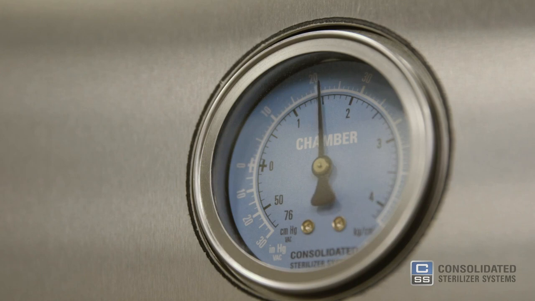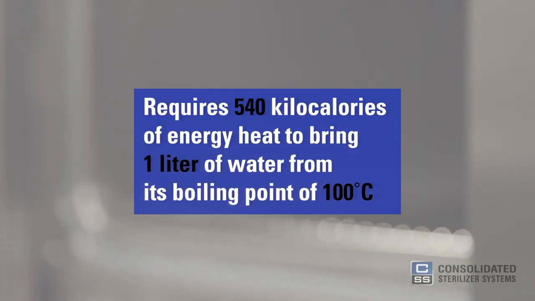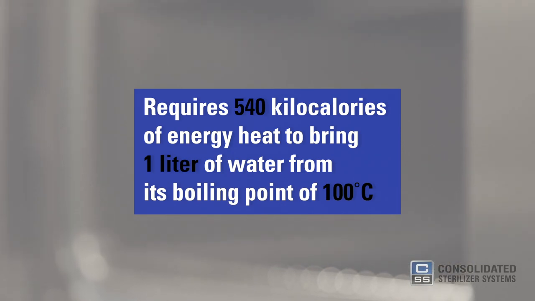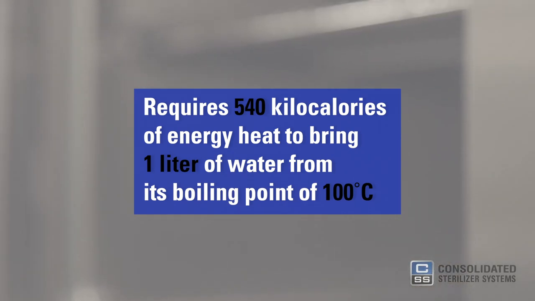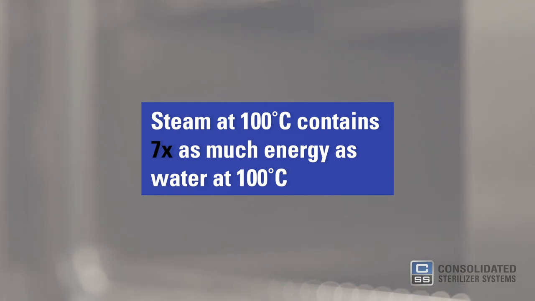Steam heat is very good at doing this because it is a very efficient medium for heat transfer. It requires 540 kilocalories of energy heat to bring 1 liter of water from its boiling point of 100 degrees Celsius and make it steam, which means steam at 100 degrees Celsius contains 7 times as much energy as water at 100 degrees Celsius. All of this energy will be instantly transferred to the product being sterilized when the steam condenses on the object. This heats up cells far more efficiently than air at similar temperatures, which is why we use steam to achieve sterility.